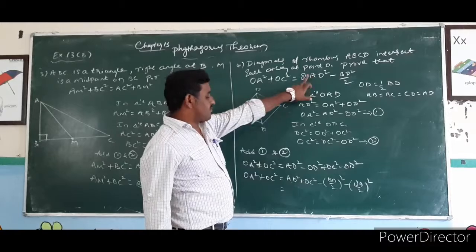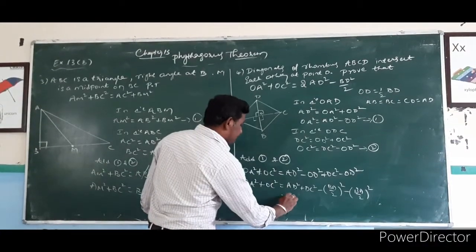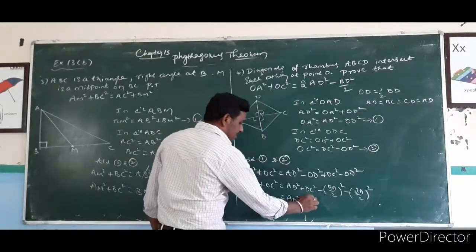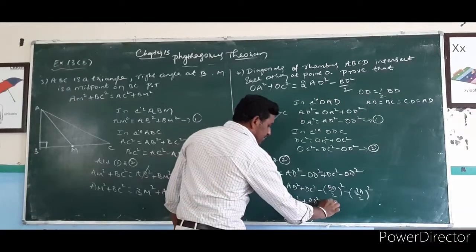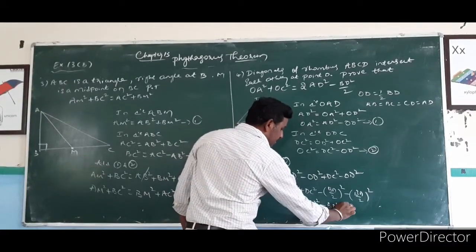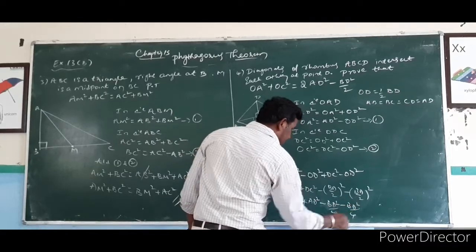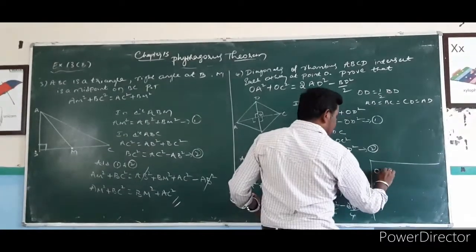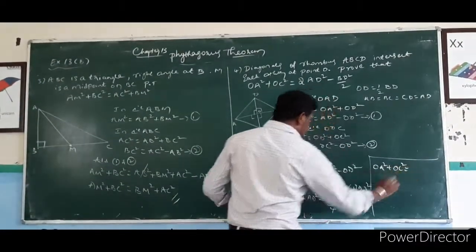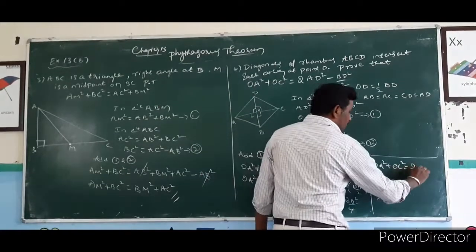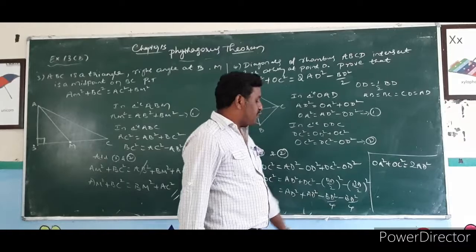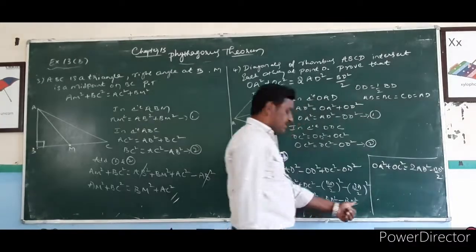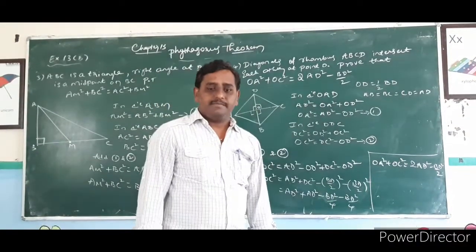So what do you want here? AD square. AD is there plus. What about DC is equal to? Again AD because it is rhombus. Here you can replace BD square divided by 4. You can add. So that is OA square plus OC square is equal to AD square plus AD square, 2AD square. If you simplify these two, you will get minus BD square by 2. So you can simplify this, you will get the final answer.